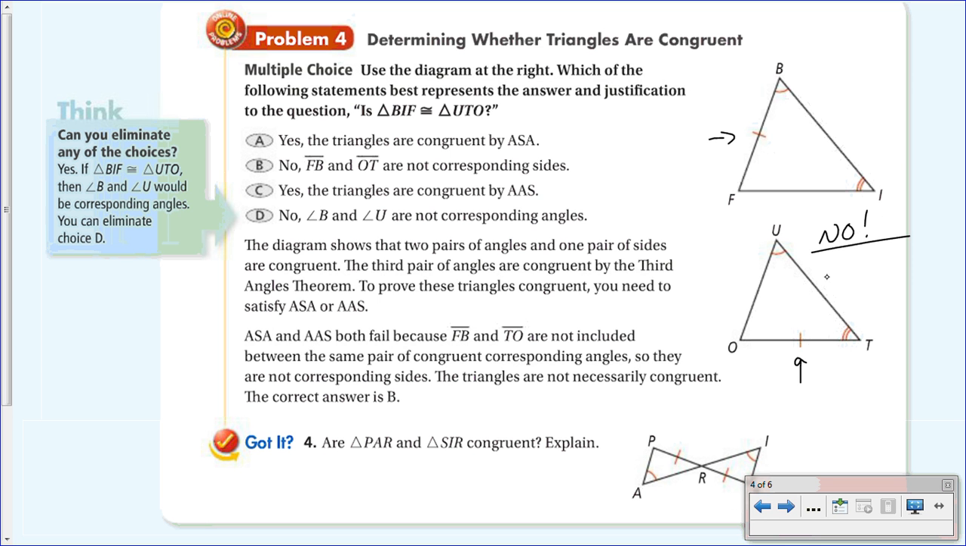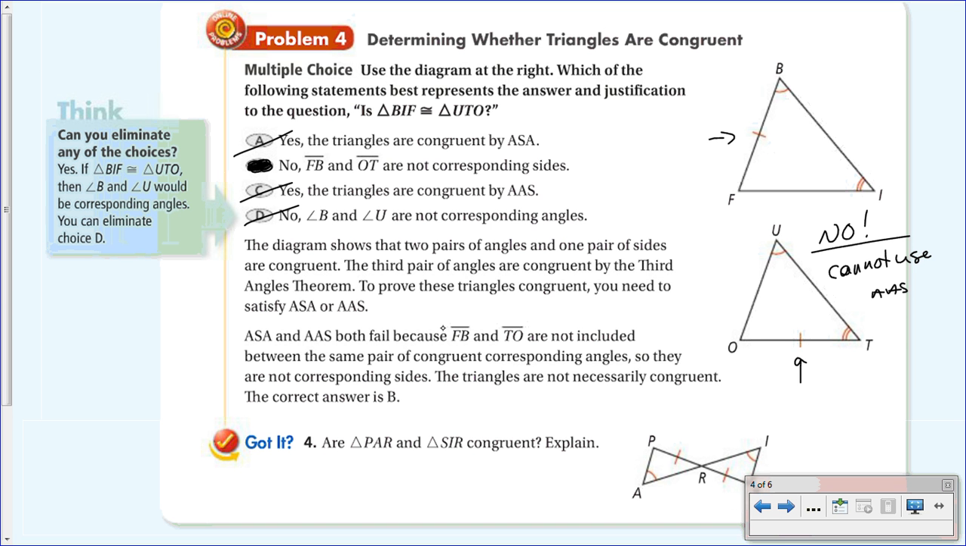That means we cannot use AAS because these are different non-included sides. So, yes, the triangles are congruent by AAS? No. No, sides FB and OT are not corresponding sides. That's our correct answer. This says yes, they're congruent by AAS. Nope. And then, no, B and U are not corresponding angles. That's wrong too, because B and U are corresponding angles. If you read this down here, it says the same thing.